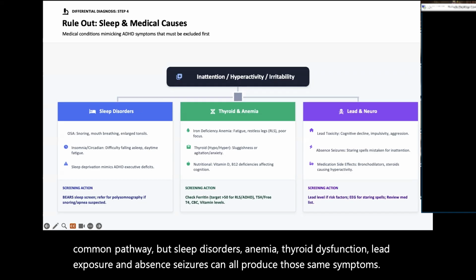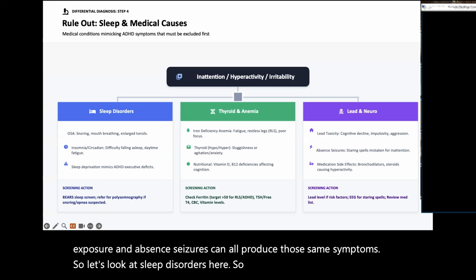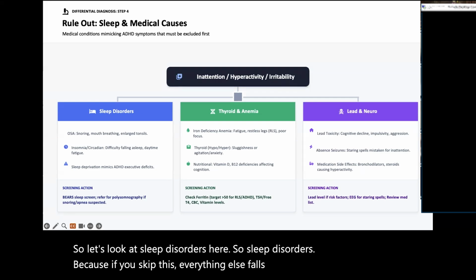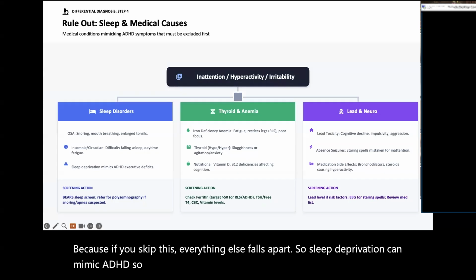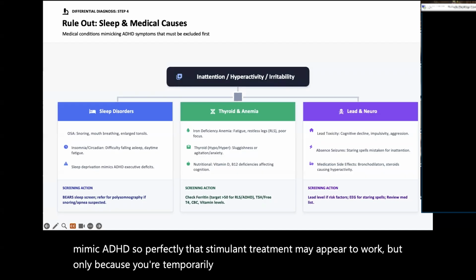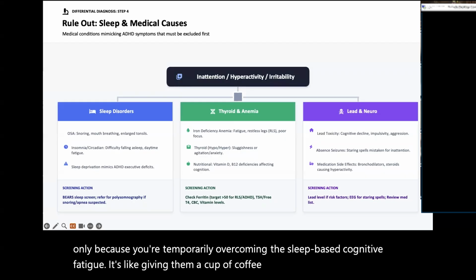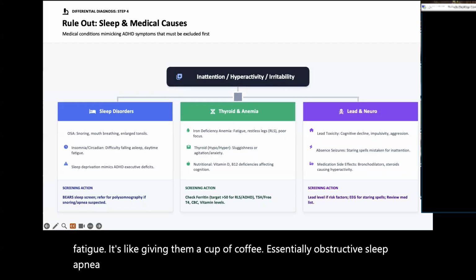So let's look at sleep disorders here, because if you skip this, everything else falls apart. Sleep deprivation can mimic ADHD so perfectly that stimulant treatment may appear to work, but only because you're temporarily overcoming the sleep-based cognitive fatigue. It's like giving them a cup of coffee, essentially. Obstructive sleep apnea is one of the biggest culprits in children.